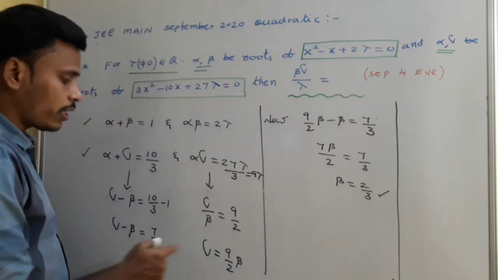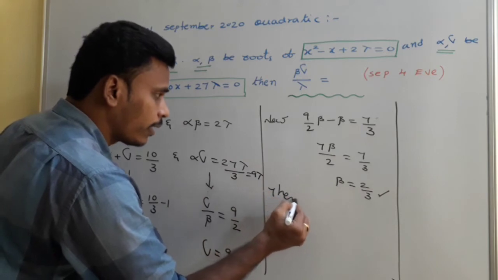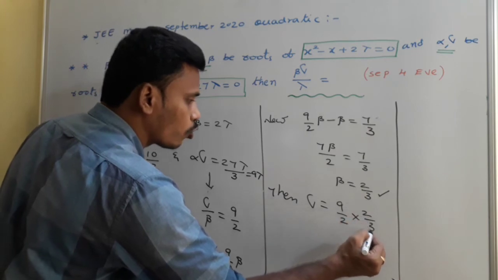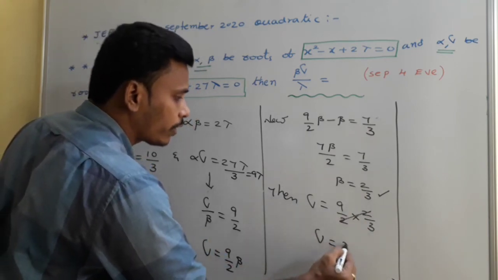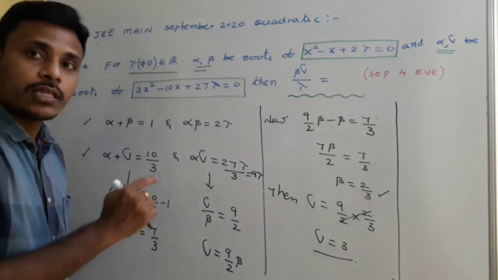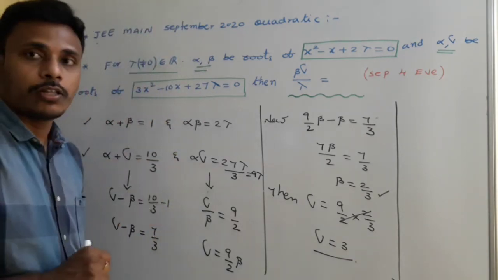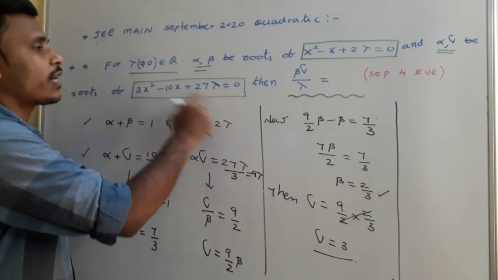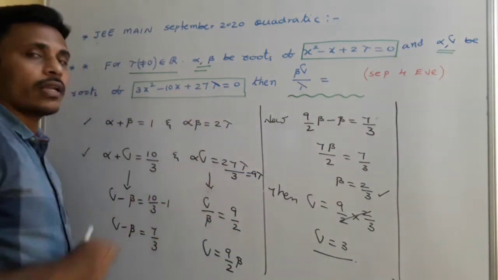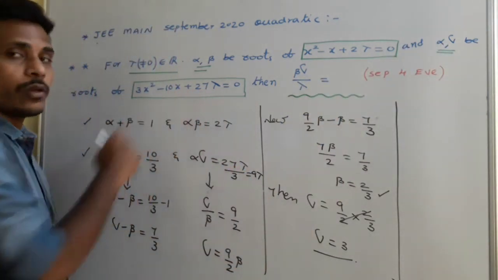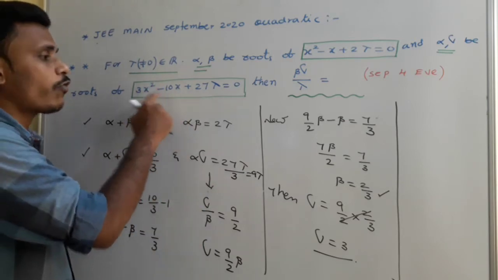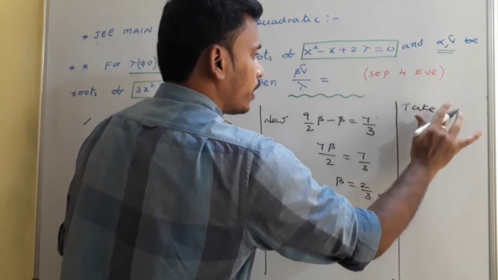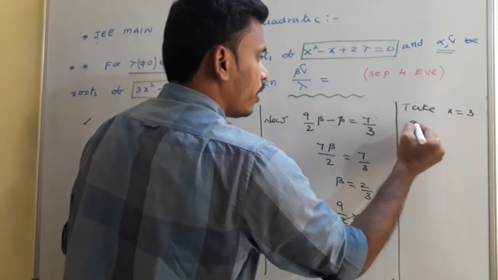Since beta is equals to 2 by 3, what do you say about gamma? Gamma is equals to 9 by 2 beta. 9 by 2 into beta is 2 by 3. 2 and 2 will get cancelled. You are left with gamma is equals to 3. Very good. Now I need to find lambda also. This gamma 3 is a comfortable value, which is a root of the second equation. Alpha, gamma are the roots of the second equation, right? So 3 is a root of this equation. So replace 3 in the place of x. Take x is equals to 3 in the second equation.